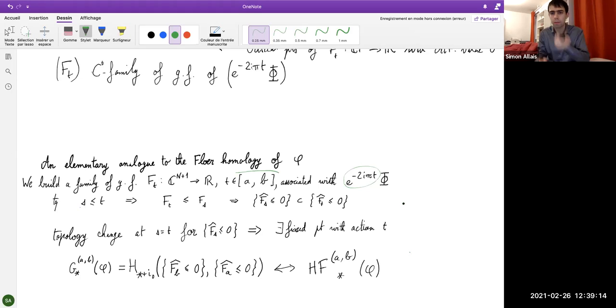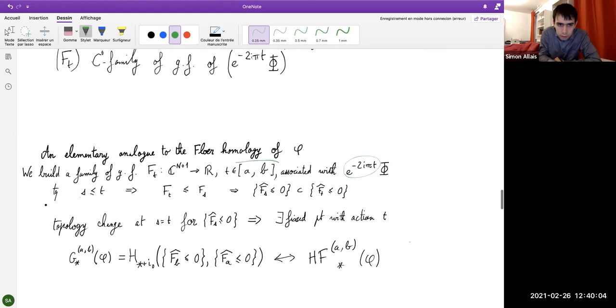And now, in the usual Morse theory, we have one function and we study all the sublevel sets of the function, and a change in topology of the sublevel sets implies critical points. Here we have a family of functions, but only one sublevel set of interest, the 0 sublevel set. So it will work the same way, and in fact, it's totally equivalent.